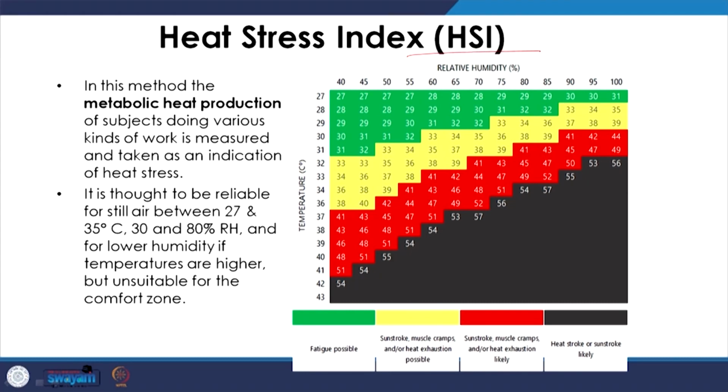Another one was heat stress index. So, we have seen that gradually from the initial thermal comfort indices, where only the environmental parameters were clubbed together, we started moving on to indices which had metabolic rate and clothing values integrated with the environmental parameters. So, this one, heat stress index, talks about the metabolic heat production of a subject doing different kinds of work, and it was actually talking about the heat stress on the human body based upon the temperature and relative humidity, and the resulting heat stress, which would lead to different kinds of impacts on the human body.